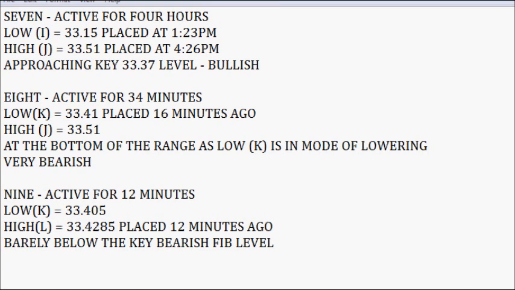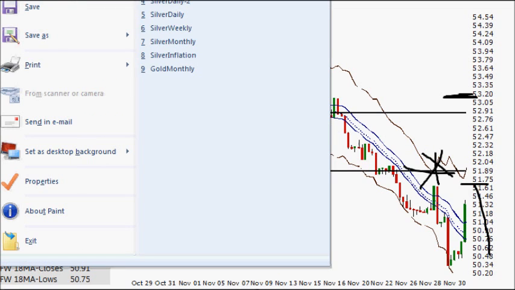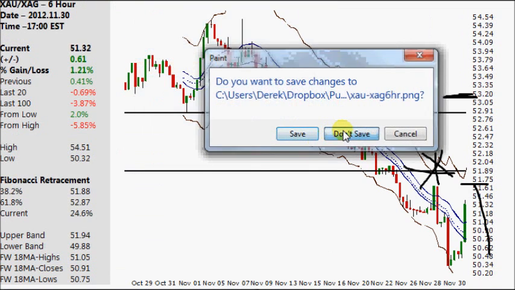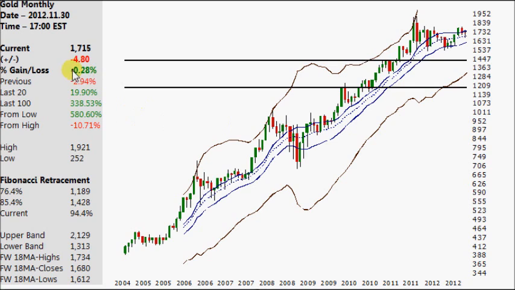Multiple time frame analysis. Let's go down to gold. Now, gold for the month was actually, I've got to fix this. This should automatically be red. I'll fix that for the next one. It was down for the month, barely though, whereas silver was up a little bit.